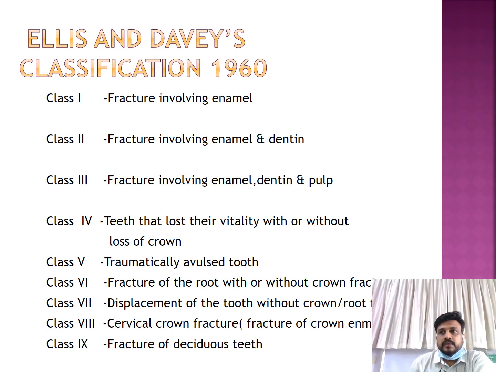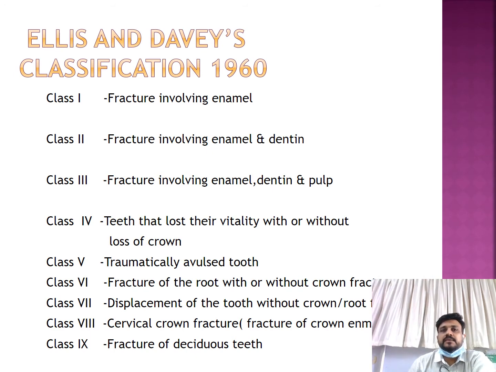So if somebody asks you, there's an enamel fracture in, say, 51 or 61, what is the diagnosis? You're supposed to say class 9 Ellis and Davis fracture. Nothing else. You can't say class 1 fracture there. It has to be class 9.